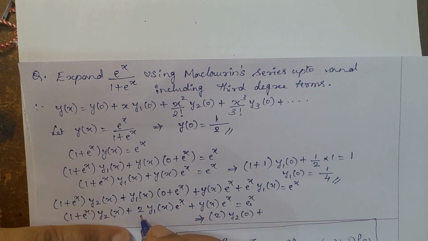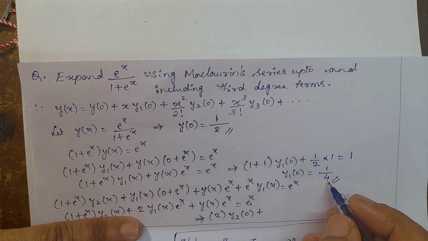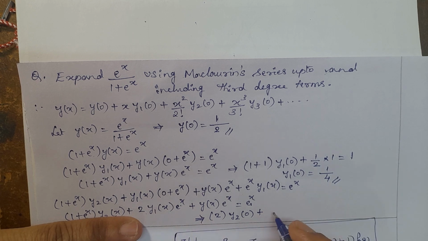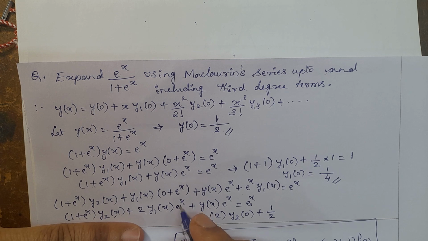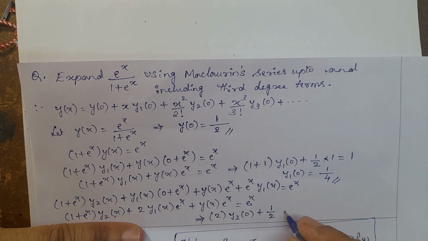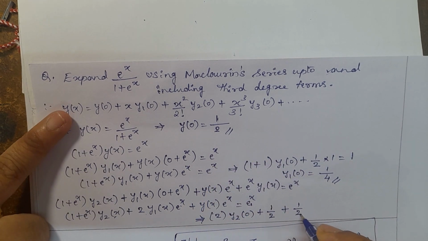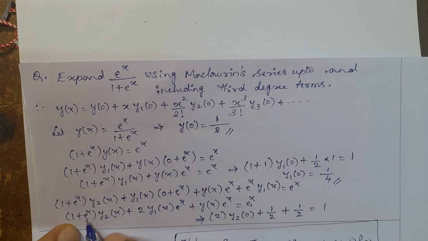Plus 2 into y1 of x, y1 of 0. y1 of 0 is 1 by 4, so 2 divided by 4 is 1 by 2. 1 by 2 into e power of x, e power of 0 is 1, plus y of 0. y of 0 is 1 by 2, 1 by 2 into e power of 0, e power of 0 is 1. Once again 1 plus e power of 0 is 1, 1 plus 1 is 2.